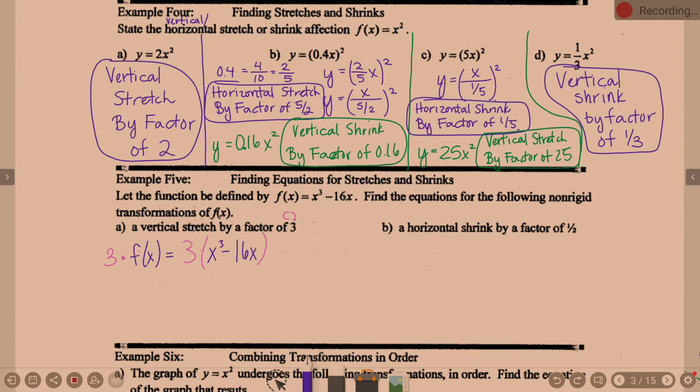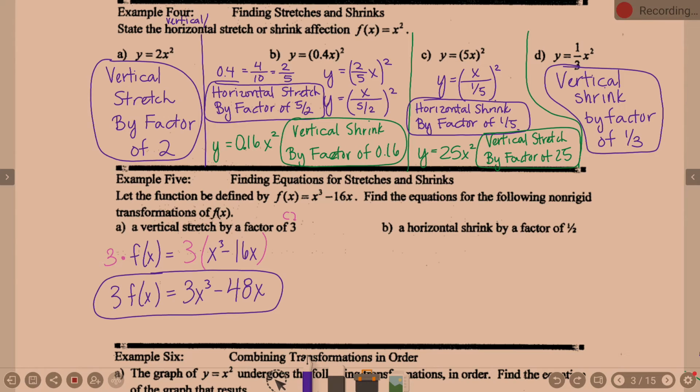And then if we actually multiply it out, what does that vertical stretch by a factor of 3 look like? 3x cubed minus 48x. So a vertical stretch by a factor of 3: multiply the entire equation by 3, and there you go.